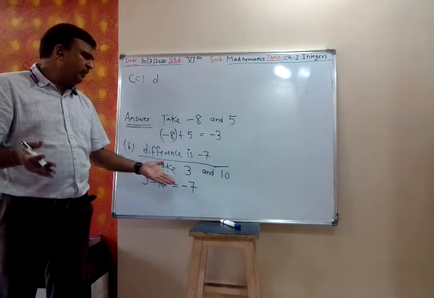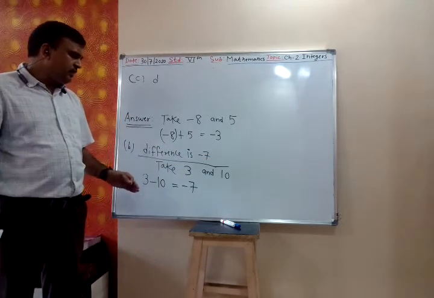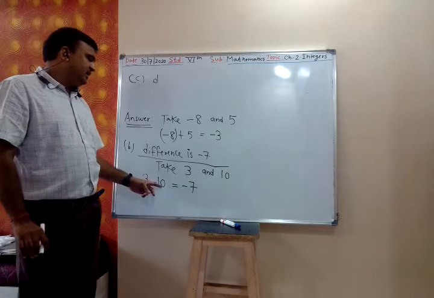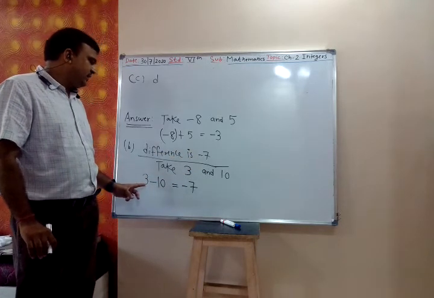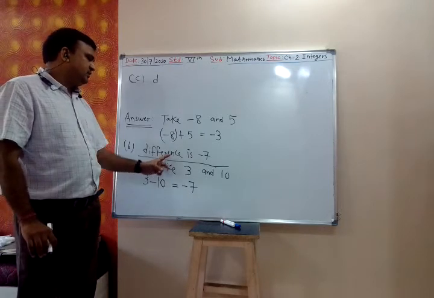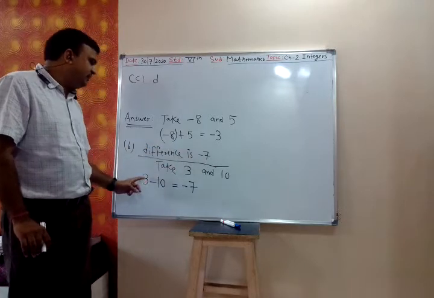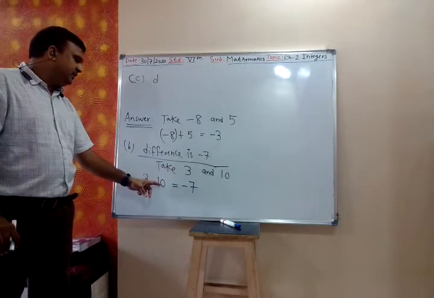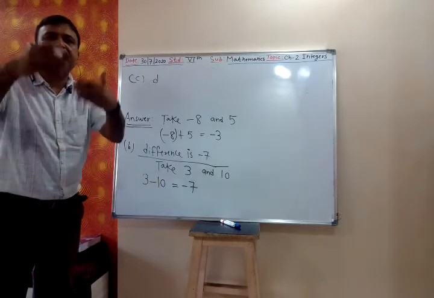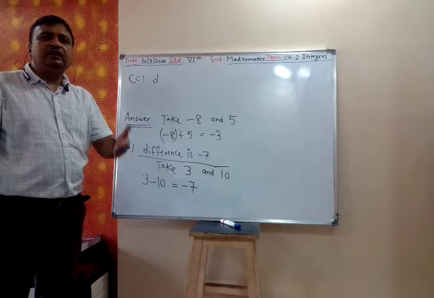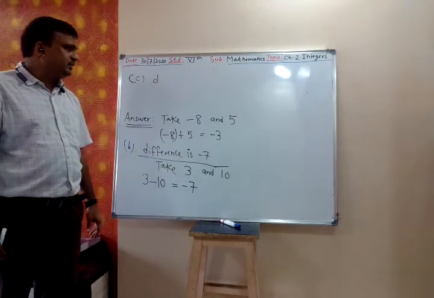See here, we want difference minus 7. I have done 3 minus 10 because we want minus 7. See, I want the answer minus 7, so I have taken 3 minus 10. If you take 10 minus 3, the answer will be plus 7. We want the answer minus 7.